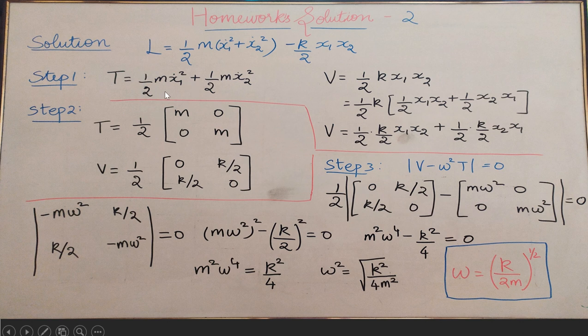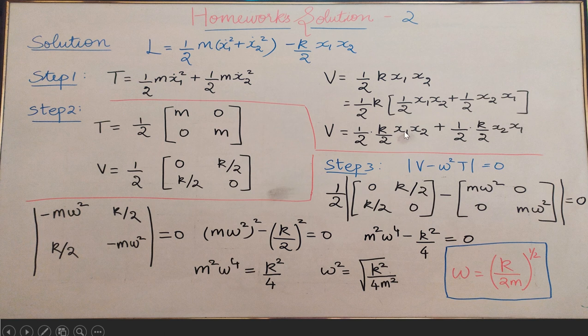T is equal to half m x1 dot squared plus half m x2 dot squared. And in V, we have k into x1 x2. We don't have x1 squared or x2 squared terms, but we have x1 x2 terms. So now I'm splitting this x1 x2 as half x1 x2 plus half x2 x1. Here x1 x2 and x2 x1 are the same, so if you add half plus half, it will give you 1, which is exactly this. So I have just split this and written it like this. So this is my V.